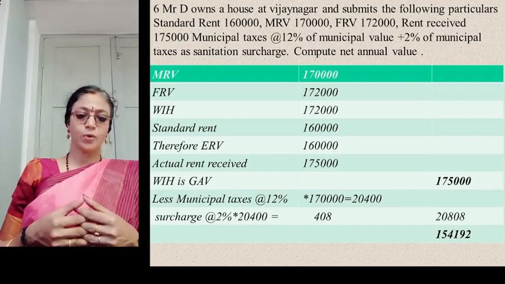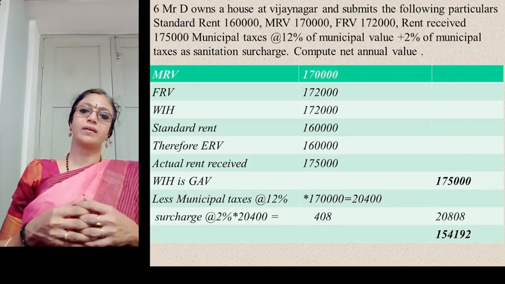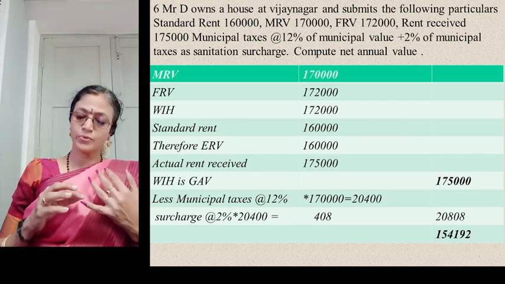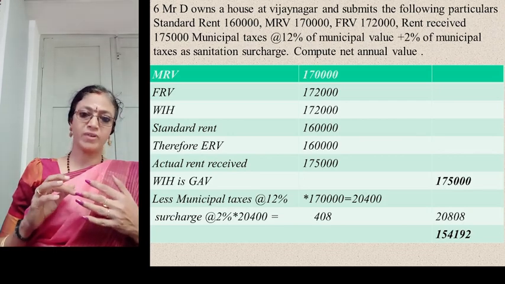Let's move on to the sixth problem. Mr. D owns a house at Vijayanagar and he submits the following particulars. Now, the problem gives us inputs in terms of standard rent, municipal valuation, and fair rental value.